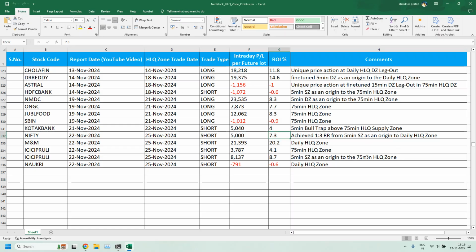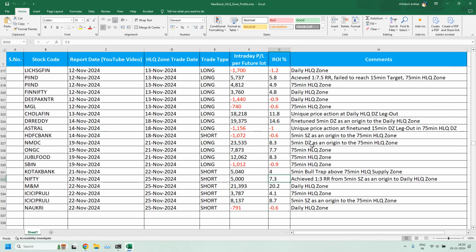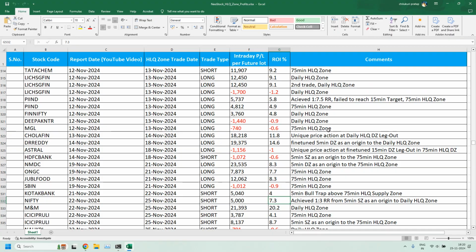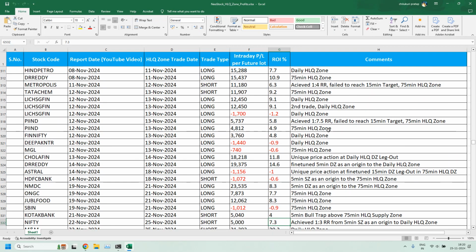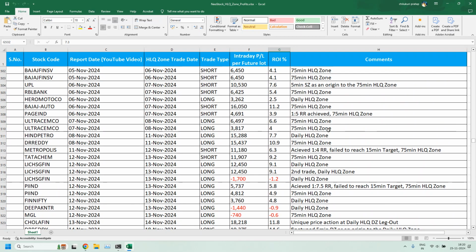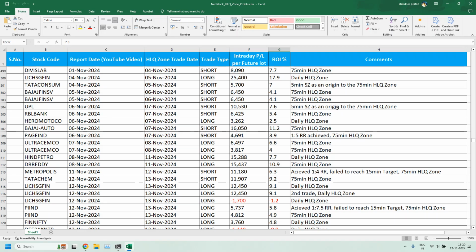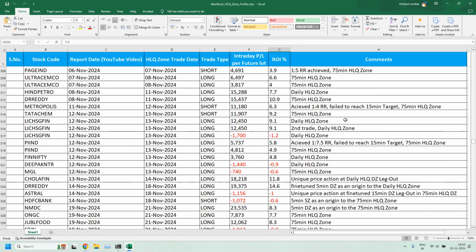See, 5-minute supply zone as an horizon. This is the one. And a Nifty, 5-minute supply zone as an horizon. 5-minute demand zone as an horizon earlier. There is one stopped out trade, okay, 5-minute supply zone, fine. Fine-tuned 5 minutes demand zone as an horizon. Many trades we got in the recent time. Five-minute supply zone as an horizon.